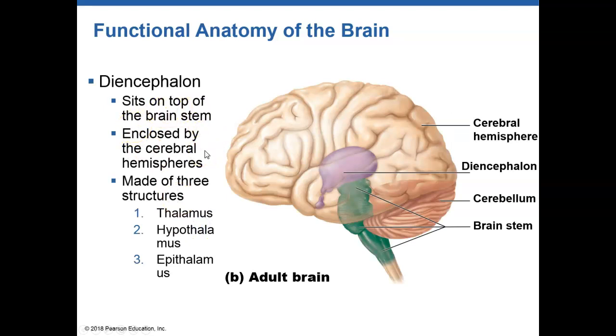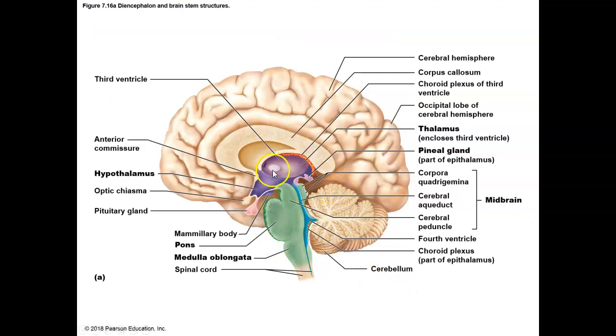So let's go to the next region called the diencephalon. The diencephalon sits on the brainstem and it is deep to the cerebrum. It contains the thalamus, hypothalamus, and the epithalamus. So here you can see the hypothalamus right here. The thalamus is basically right above the hypothalamus. So you can see the thalamus, hypothalamus, and then back here is where the epithalamus is located.